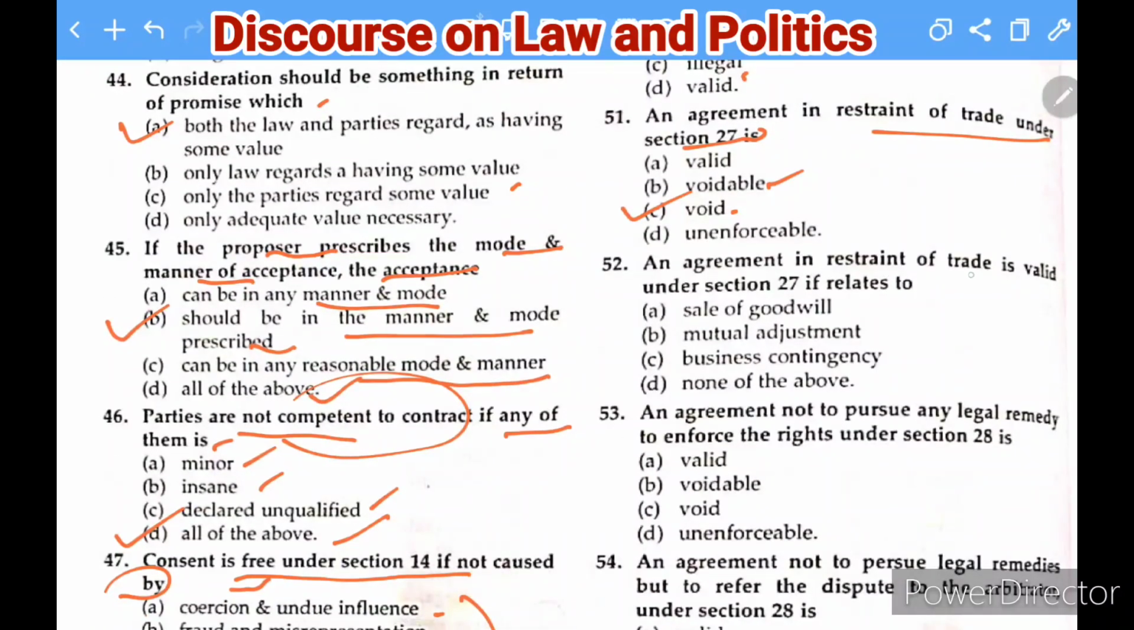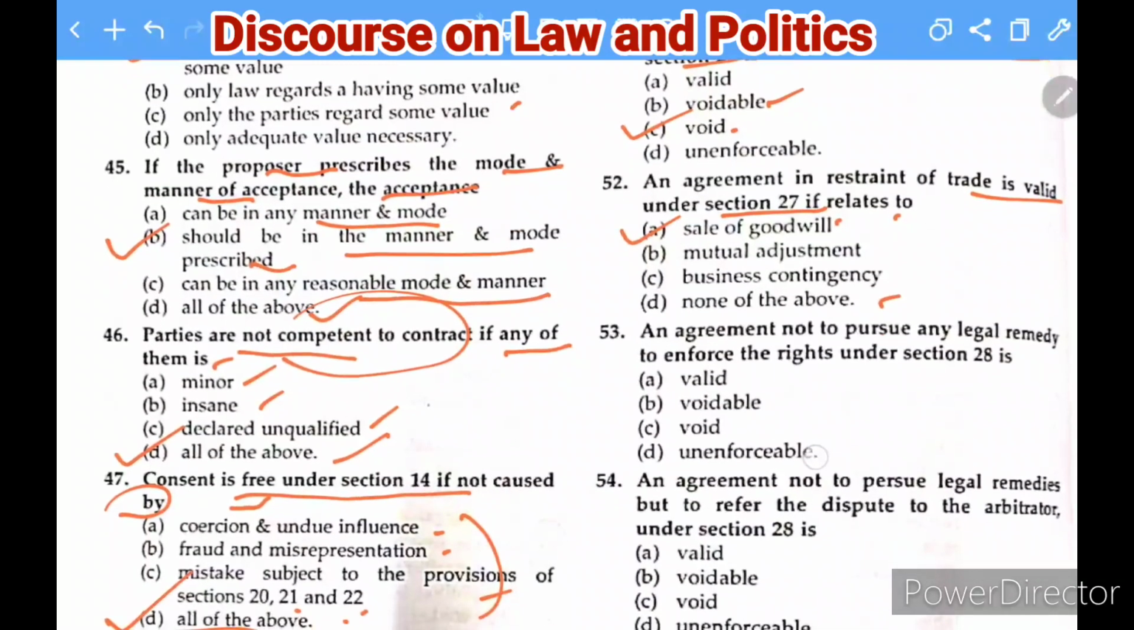An agreement in restraint of trade is valid under section 27 if it relates to sale of goodwill, mutual adjustment, business contingency, none of the above. So which is the right answer? Just give an answer. It is an exception to section 27. Yes, in case of sale of goodwill, it would not be treated as a restraint of trade.